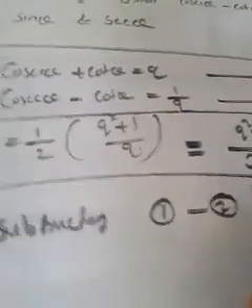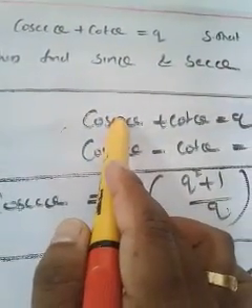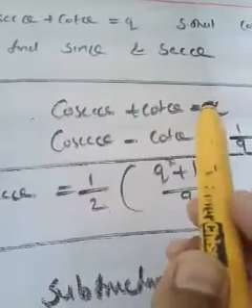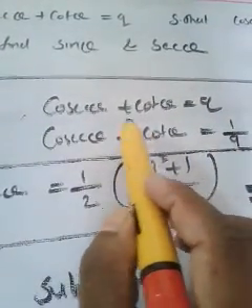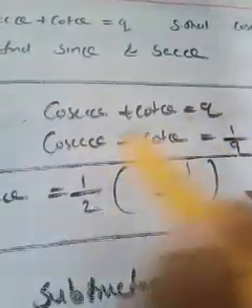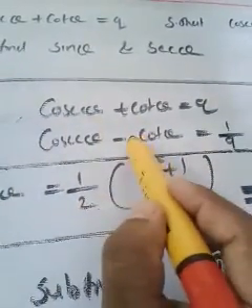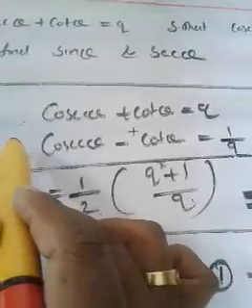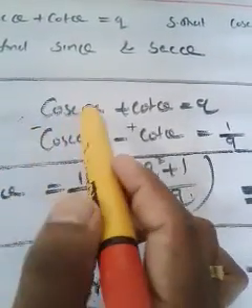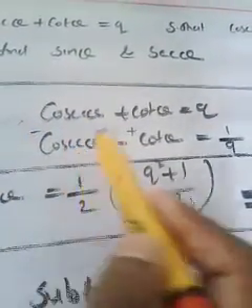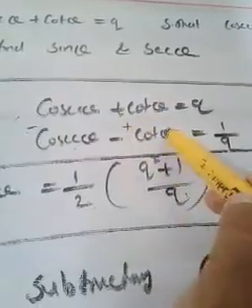When you subtract, cosec minus cosec will be 0. When you subtract, the sign will reverse. You know how to, isn't it? When you subtract two equations, you reverse the sign. Here plus becomes minus, here minus becomes plus. So cosec minus cosec will be 0, and cot plus cot will be 2 cot.